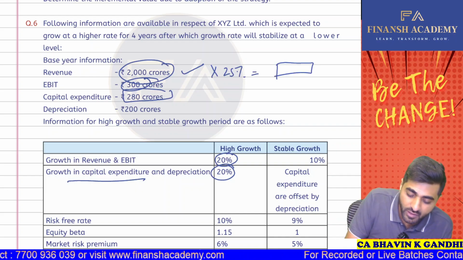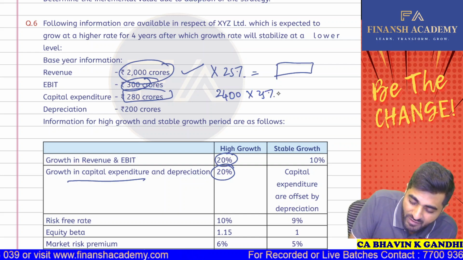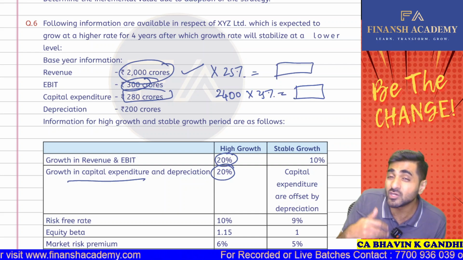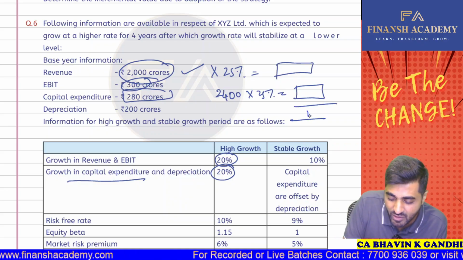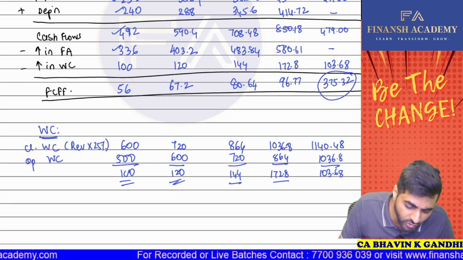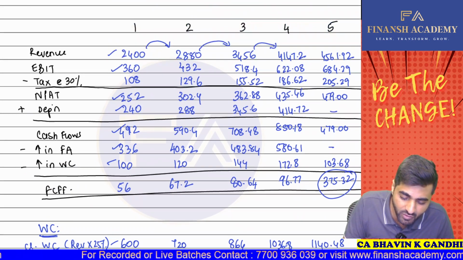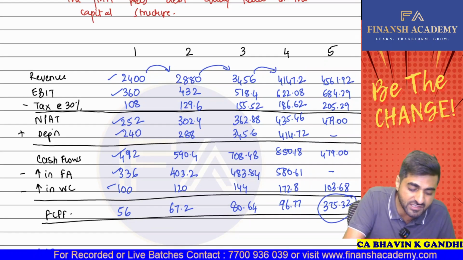Now, if the revenue increases by 20%, it becomes 2400. I need to multiply 25% to it. That will give me my new working capital. The difference between the two will be called your increase in working capital. Okay, so that is coming as closing minus opening, 100. So working capital will be increased. Okay, so for 4 years it's sorted.